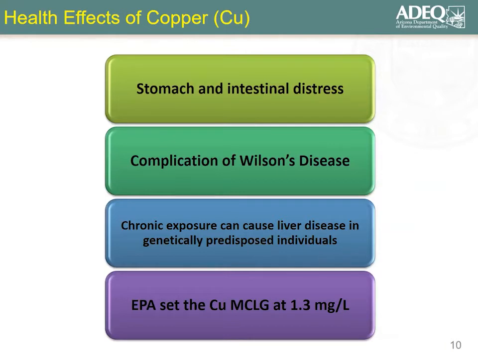Copper is a concerning exposure, particularly for those that have complications of Wilson's disease, which is a genetic predisposition, and it can cause excessive liver disease in people that do have complications of Wilson's disease. Those that have Wilson's disease are unable to metabolize copper, and therefore it has a lot of uptake in their liver.